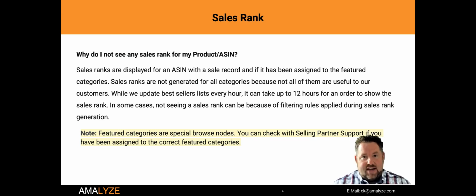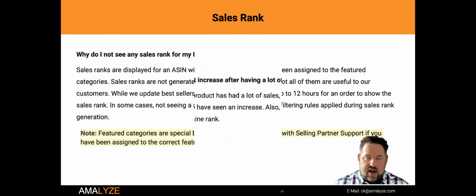In some cases, not seeing a sales rank can be because of filtering rules applied during the sales rank generation. And it's also important to keep in mind that featured categories are special browse nodes. You can check with selling partner support if you have been assigned to the correct featured category.